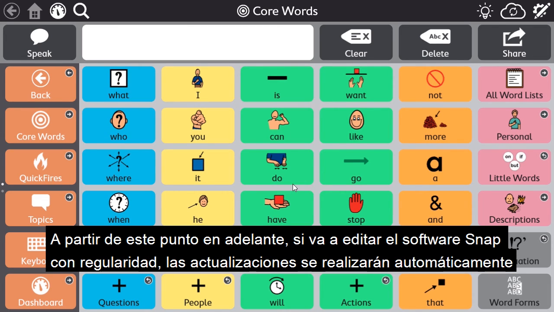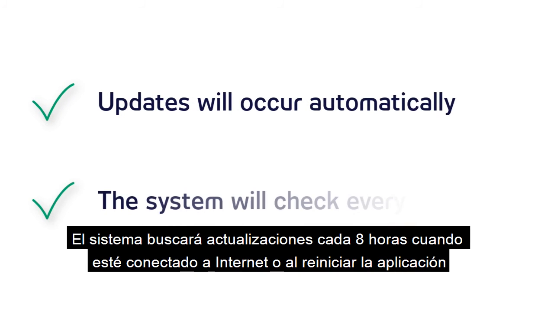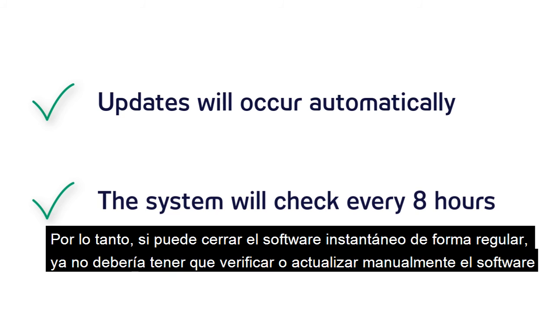From this point on, if you're able to exit the Snap software regularly, updates will occur automatically. The system will check for updates every 8 hours when connected to the internet or on an app restart. Therefore, if you're able to close out of the Snap software on a regular basis, you should no longer have to check or manually update the software.